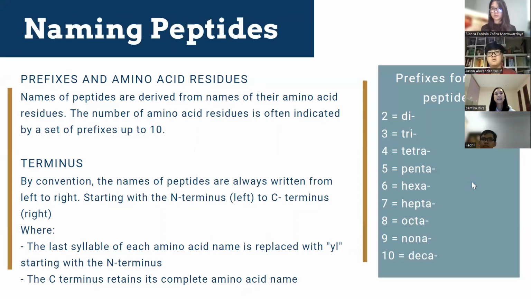Okay, and next I will be discussing how to name a peptide. This is pretty familiar. You just need to know terms called prefixes and abbreviations. The names of peptides are derived from the names of the amino acid residues. Peptides get their names from the amino acids, and the number of amino acid residues is often indicated by a set of prefixes up to 10, so we start from 2 to 10. On your right, you can see the prefixes and something called the terminus. By convention, the names of peptides are always written from left to right, starting with the N terminus on the left to the C terminus on the right, where the last syllable of each amino acid name is replaced with "yl," starting with the N terminus.